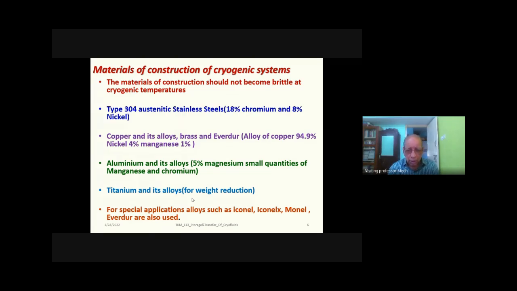Aluminum and its alloys, maybe 5% magnesium, small quantities of manganese and chromium. And then you can also use titanium and its alloys. They are essentially useful for weight reduction. Okay. And for special applications, you can also use alloys such as Inconel, Inconel X, Monel, Everdur, etc. have been used. Okay.